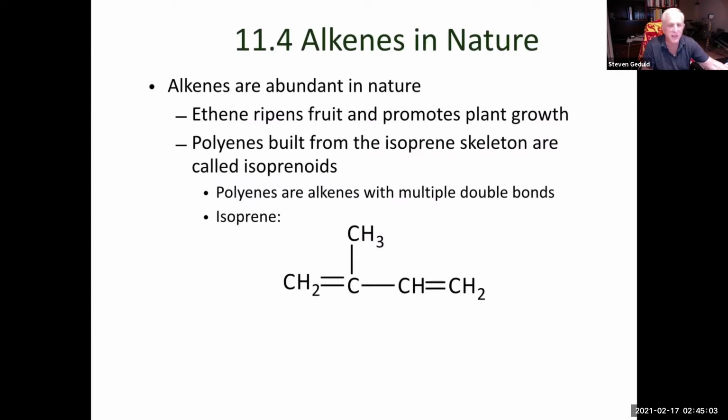Alkenes are very abundant in nature. Ethene, 2 carbons with a double bond between them, ripens fruit and promotes plant growth. Polyenes, built from the isoprene skeleton, are called isoprenes. These polyenes are alkenes with multiple double bonds. This isoprene unit is used over and over again in styrofoam, in different polymers that we build, in synthetic compounds. This unit repeats itself over and over with multiple double bonds. And that's what forms a lot of our products.